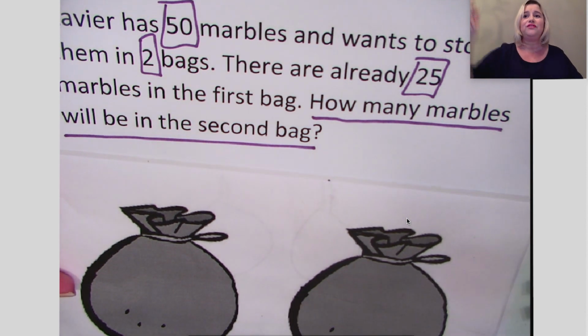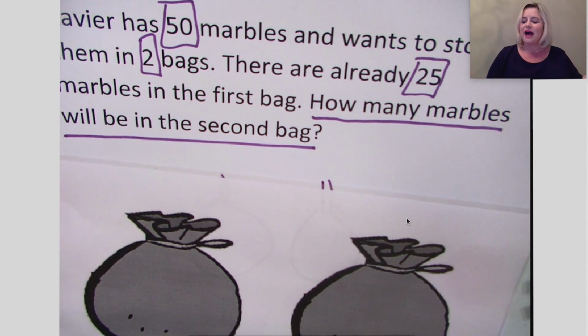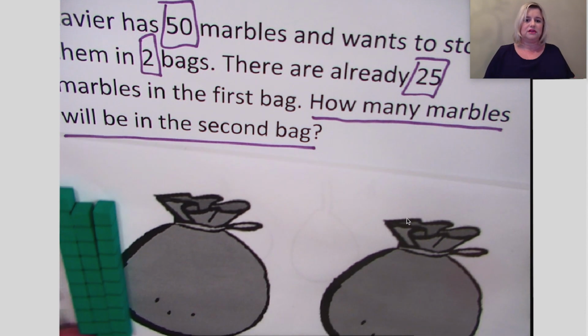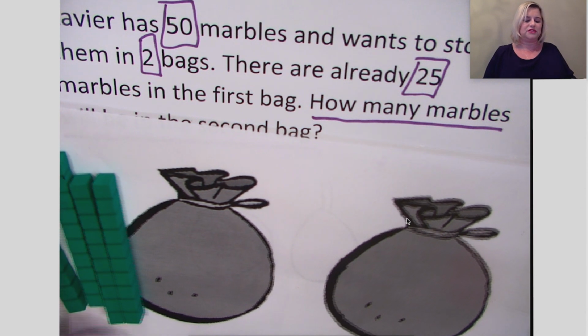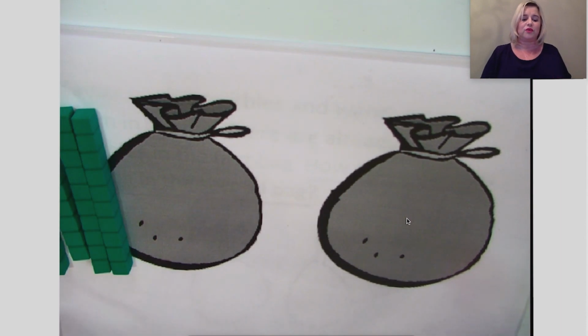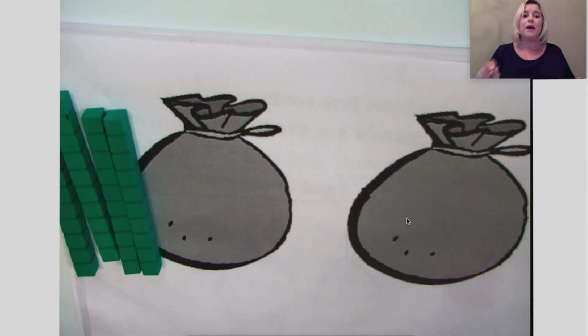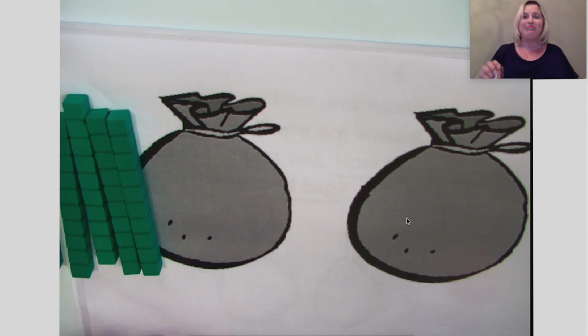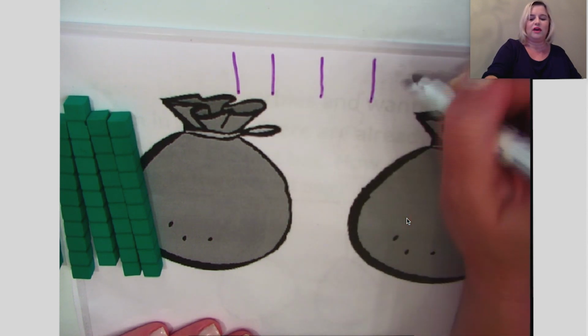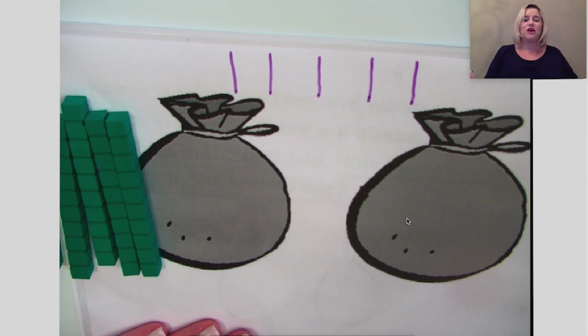We need to model 50 marbles. Let's build 50 together. I'm going to use 5 rods to stand for the marbles. And then I'm going to draw 5 rods above my bag. So here, boys and girls, are my 50 marbles. Now what I'm going to do is draw 5 rods above my bags. 1, 2, 3, 4, 5. I have now drawn 50 above my bag.